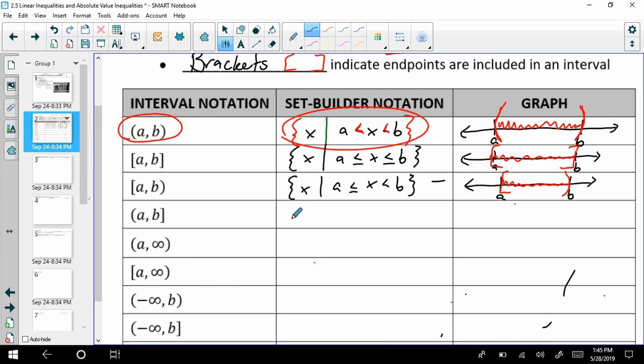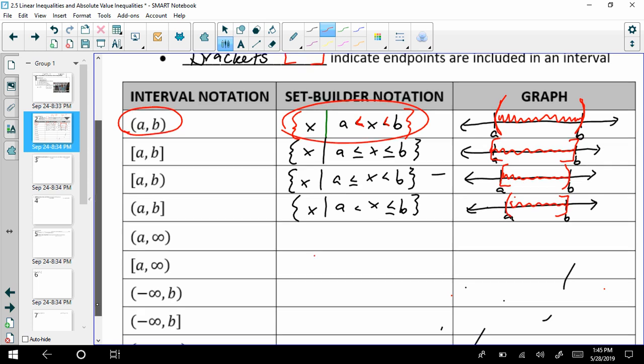Okay, next one's just flip-flopped. Jeez, that's a mess. This time I want the equal to bar on the B. So when I graph, I want a parenthesis on A, bracket on B. Everything in between is an answer.